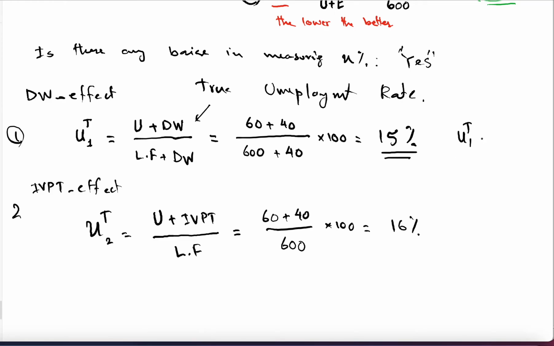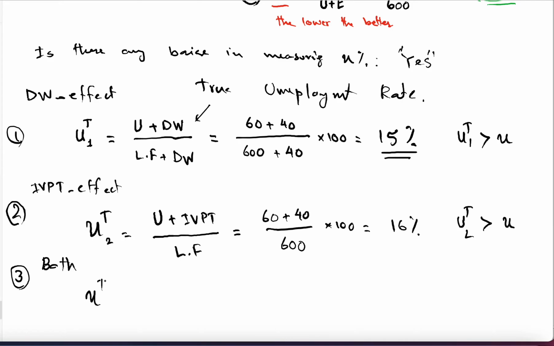True unemployment in case 1 is bigger than the actual unemployment rate. True unemployment rate for the case where you are including the involuntary part-timers, you will have higher than that 10%. So this is bigger than 10%. Case 3 is the case in which both happen.